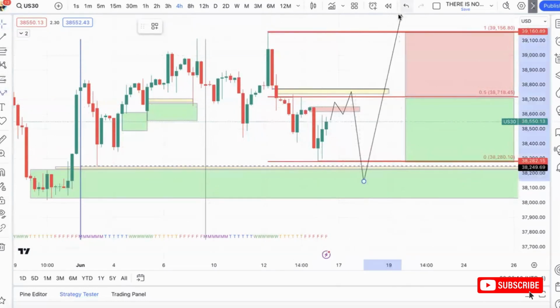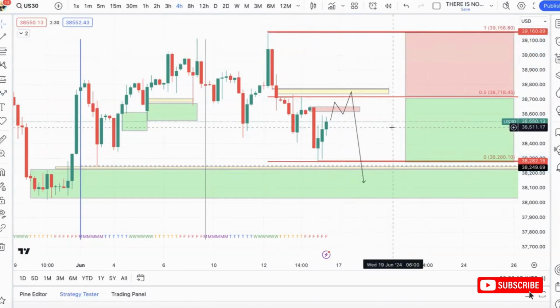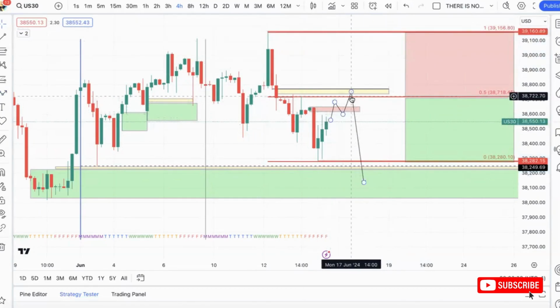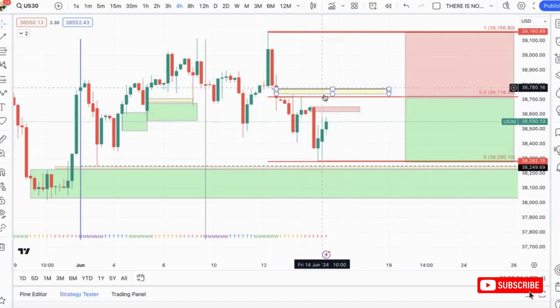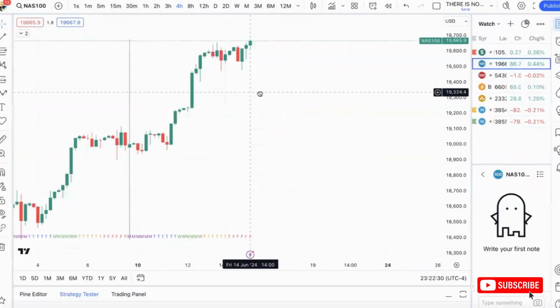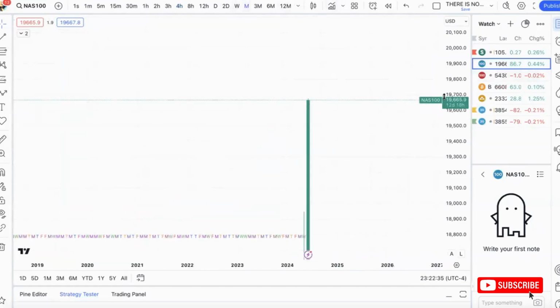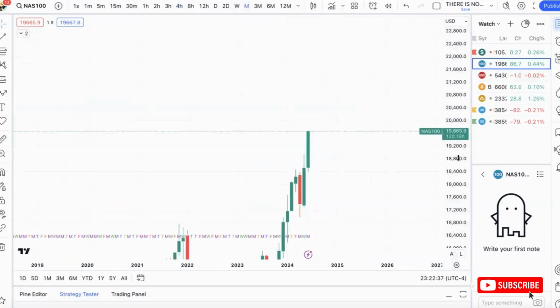But of course, guys, I'm going to allow price to develop and watch it on the 1-minute time frame when it does come into this area. If it decides to go past this area, this would be my next area of interest. So very interesting for US30. NAS 100. Let's take a look at NAS 100. The opportunities were absolutely bullish, as you can see, guys.